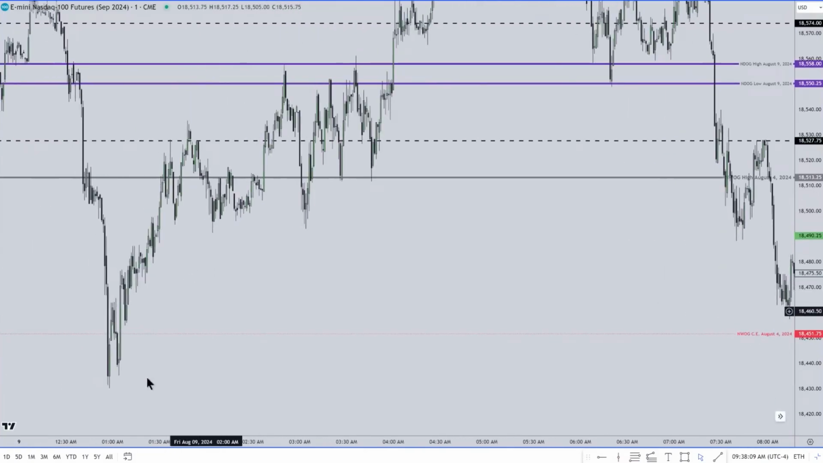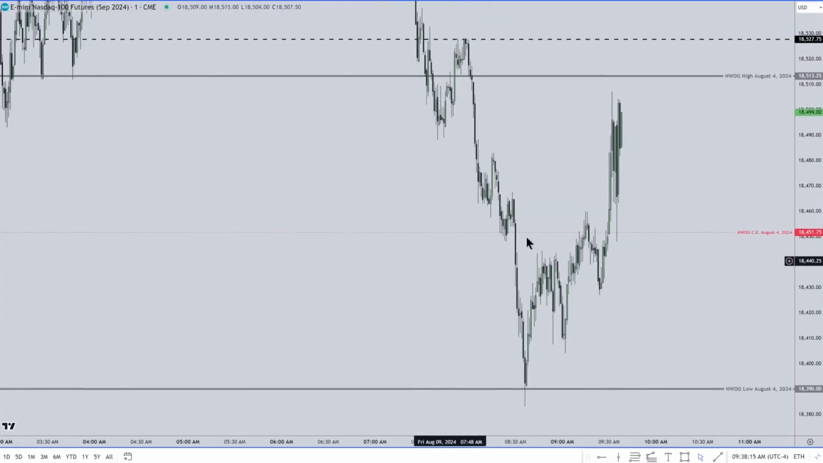Looking further to the left, we have this down here. Isn't that a relative equal low? Yes, sir. And where's the market go? Well past it. Where does it trade down to? On the new week opening gap. Low. Right. And then what does it do after that? Reaction.